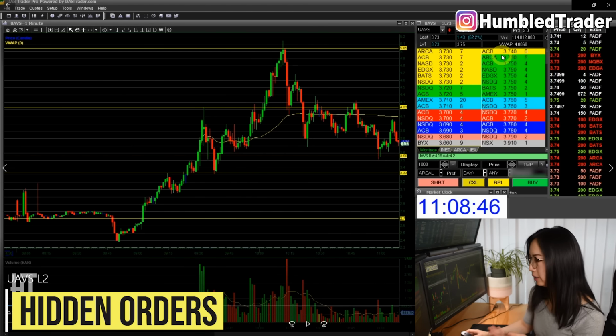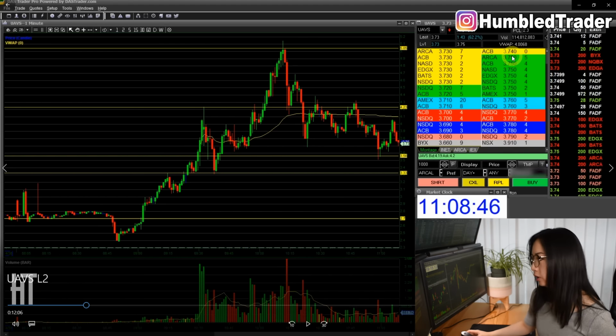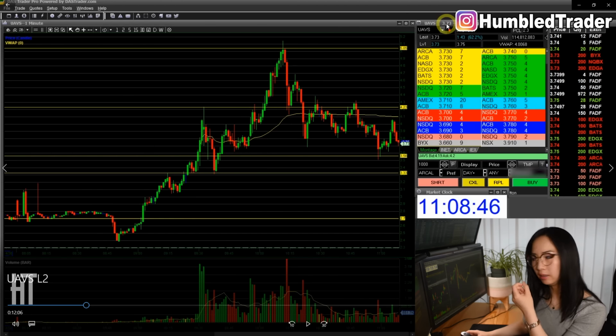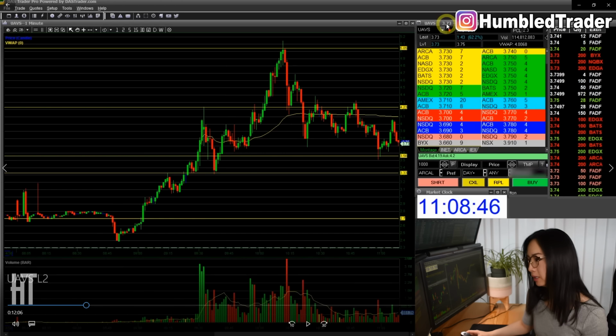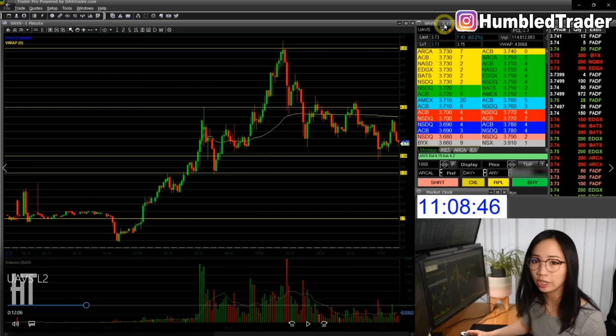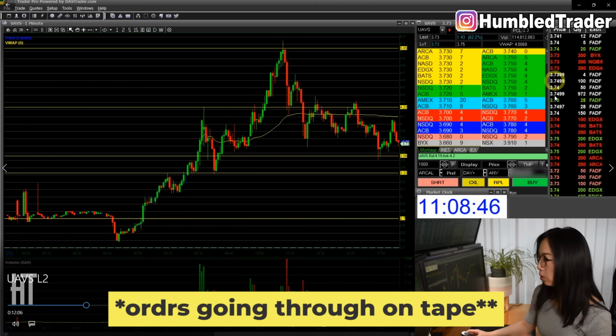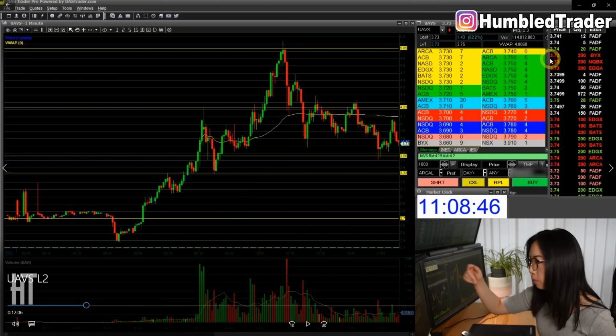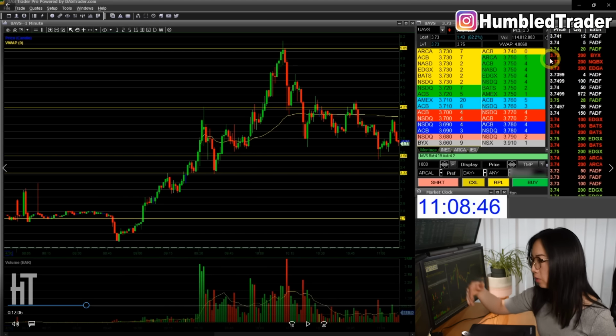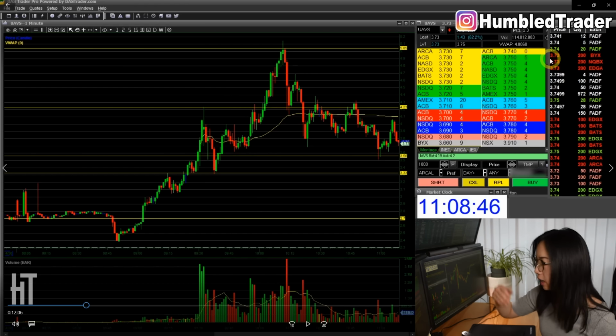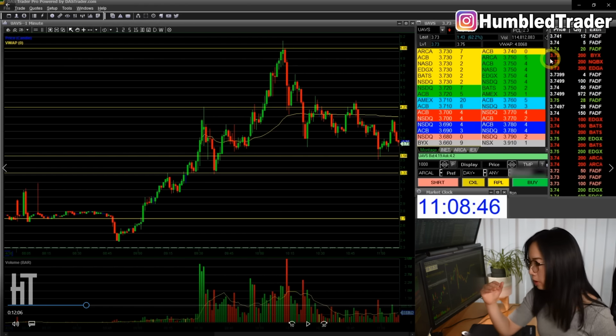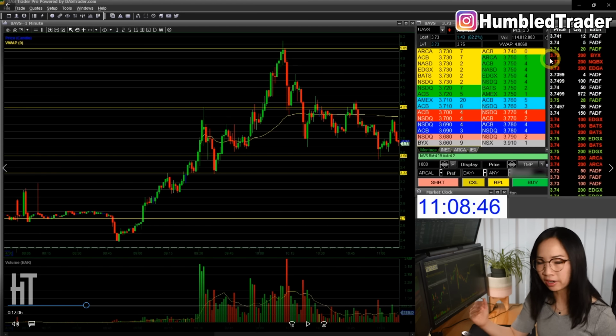So what happens is, for example, there's an ask at 3.74 right now and showing 0, right? When you see 0, this is supposed to be a size that's less than 100 shares. But if you keep on seeing prints going through on the L2, you just see tons of greens at 3.74, and the size is a lot bigger than 100 shares.